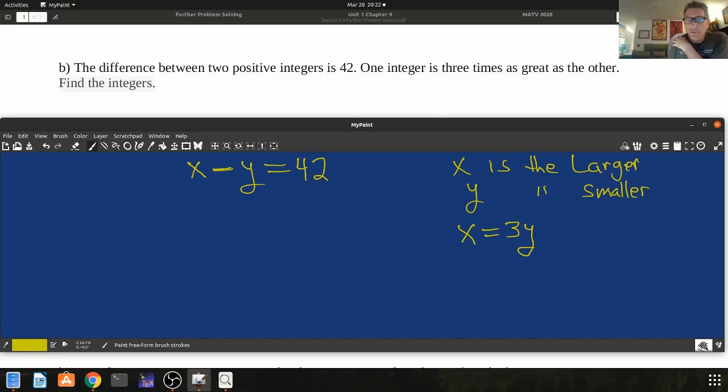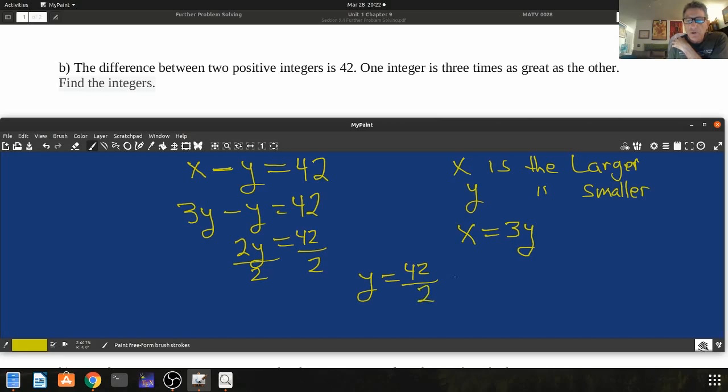So now that x is equal to 3y, I just go up and replace x with 3y. So I have 3y minus y is equal to 42. So 3y minus y gives me 2y, and that's equal to 42. And I divide both sides by 2, and that gives me y is equal to 42 divided by 2, which is equal to 21. So that's what y is. y is the smaller of the two numbers. y is equal to 21.